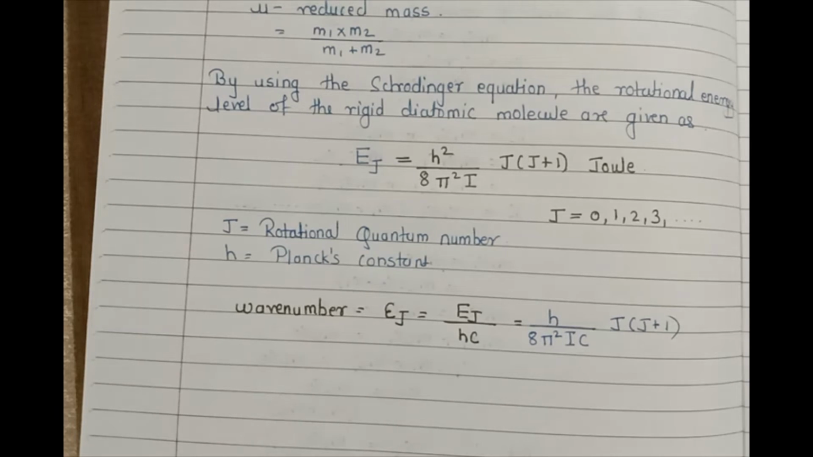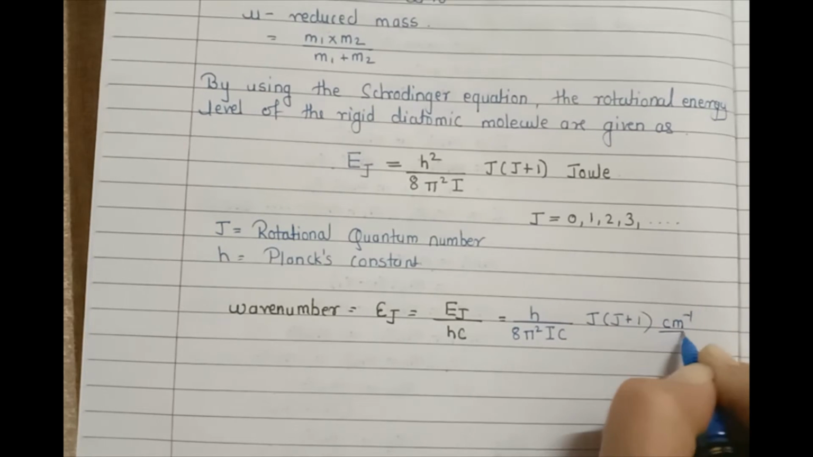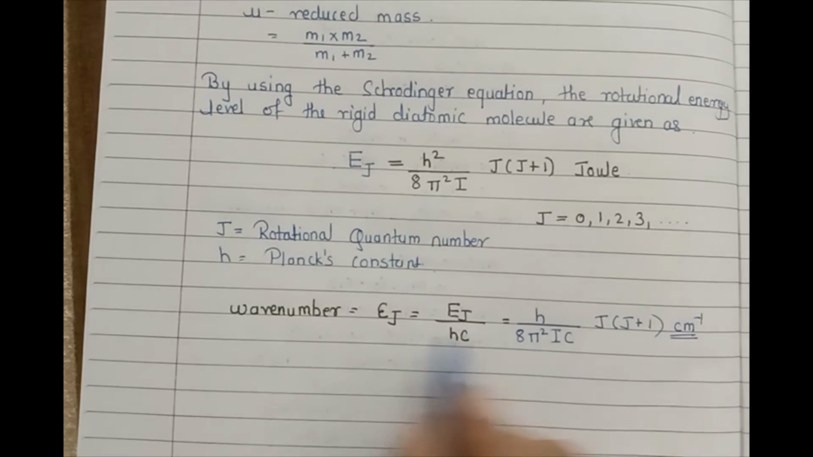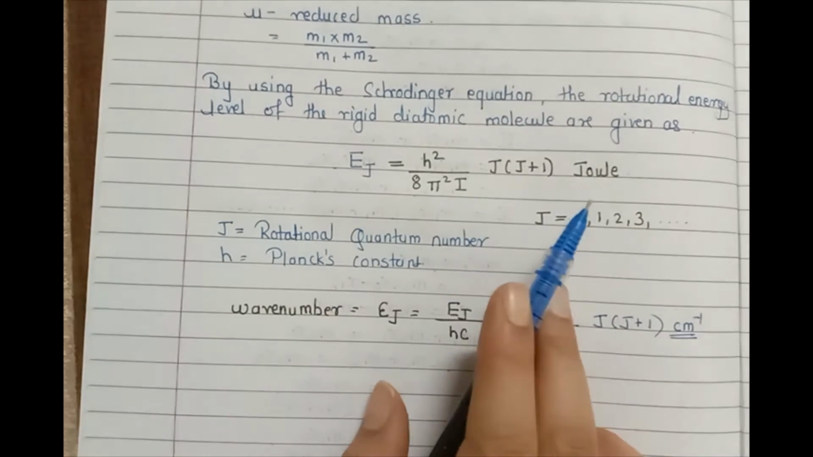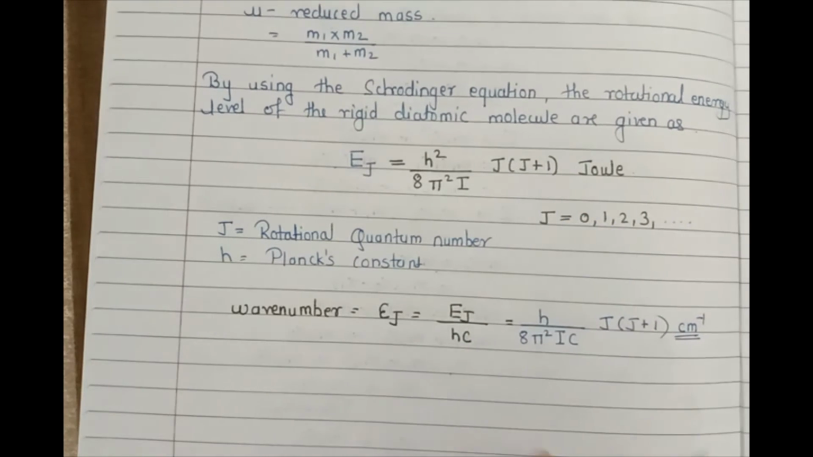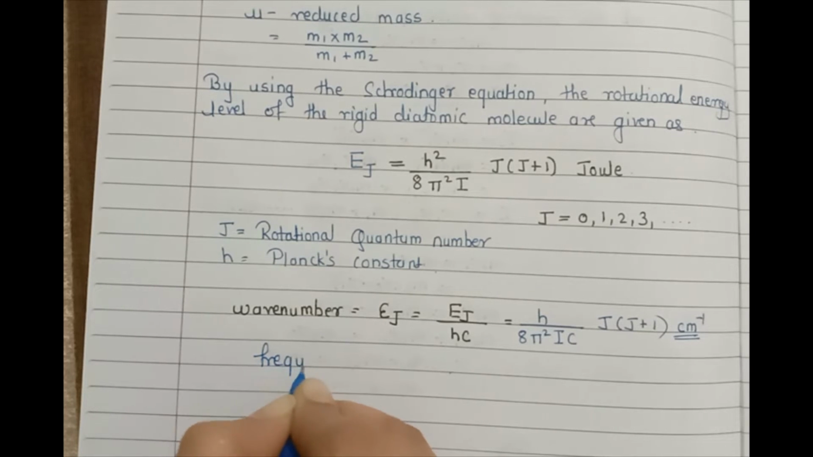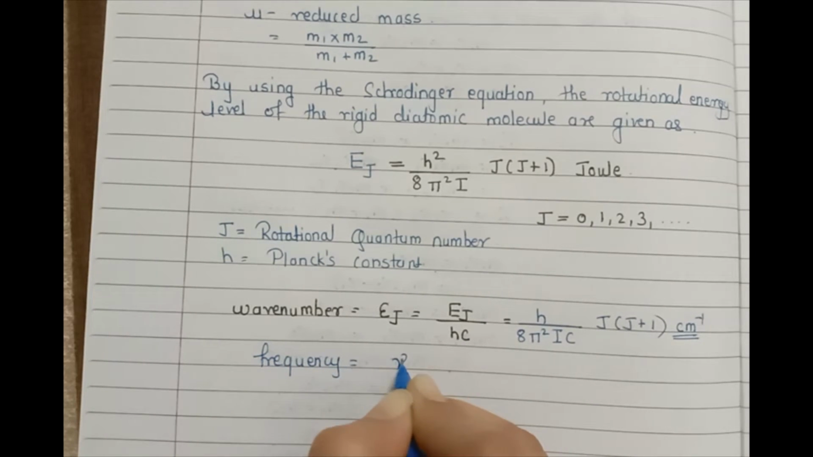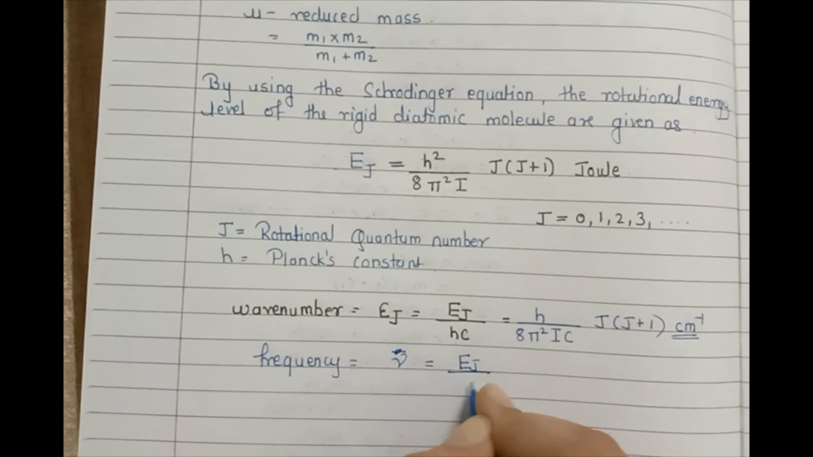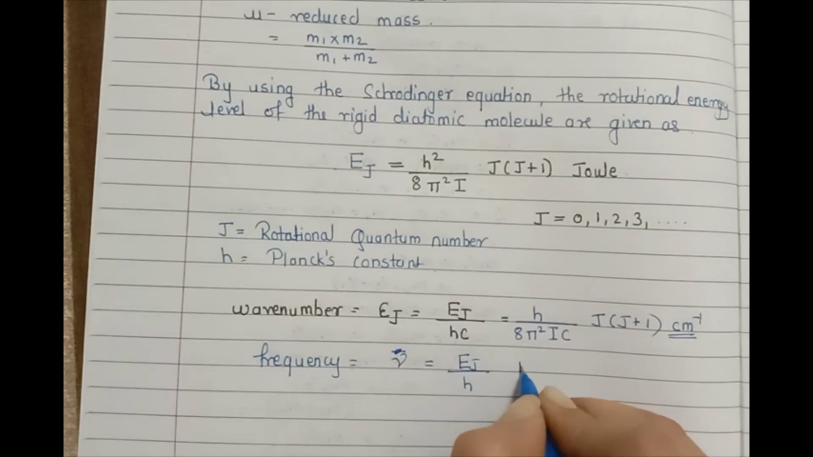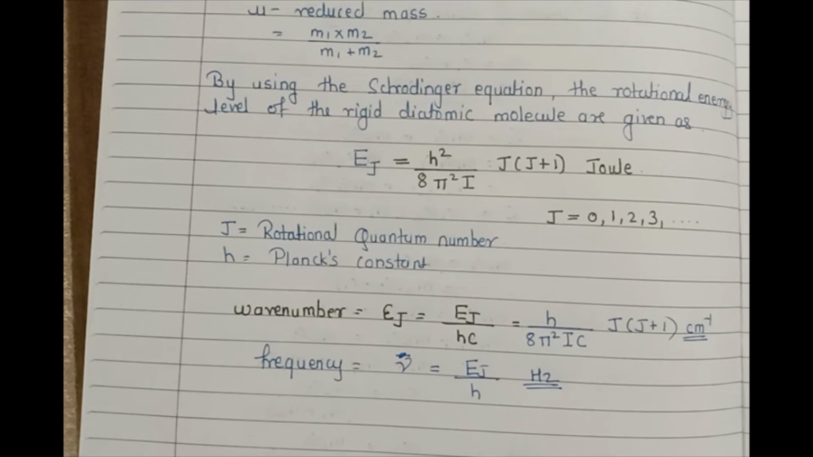Is it okay? And the unit will be centimeter inverse. So you have to remember, when you are talking about the wave number, the unit is centimeter inverse. When you are talking in terms of energy, the unit is joule. And when it is expressed in terms of frequency, that is nu, not bar, nu, that is equal to Ej upon h, and then it is expressed in hertz. So various units are there in which it is expressed.